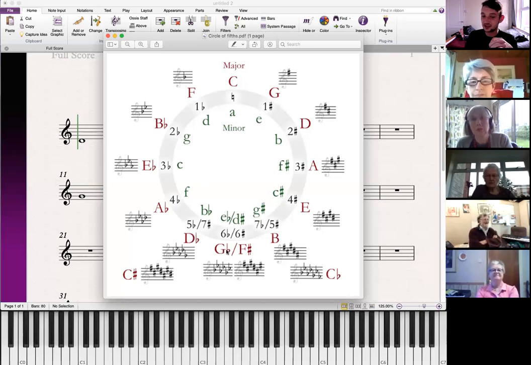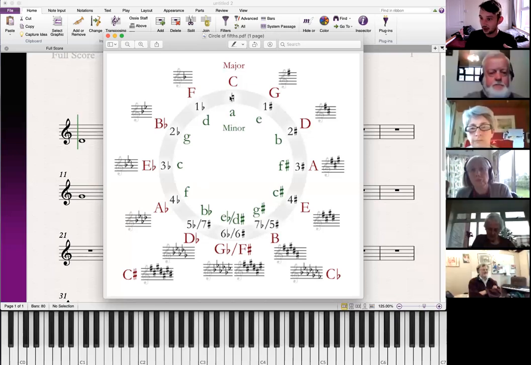So the interval between G flat and D flat is a fourth. D flat and A flat is a fourth. A flat to E flat is a fourth. E flat to B flat, fourth. B flat to F is a fourth, and F to C like this. Well, that's a fifth.